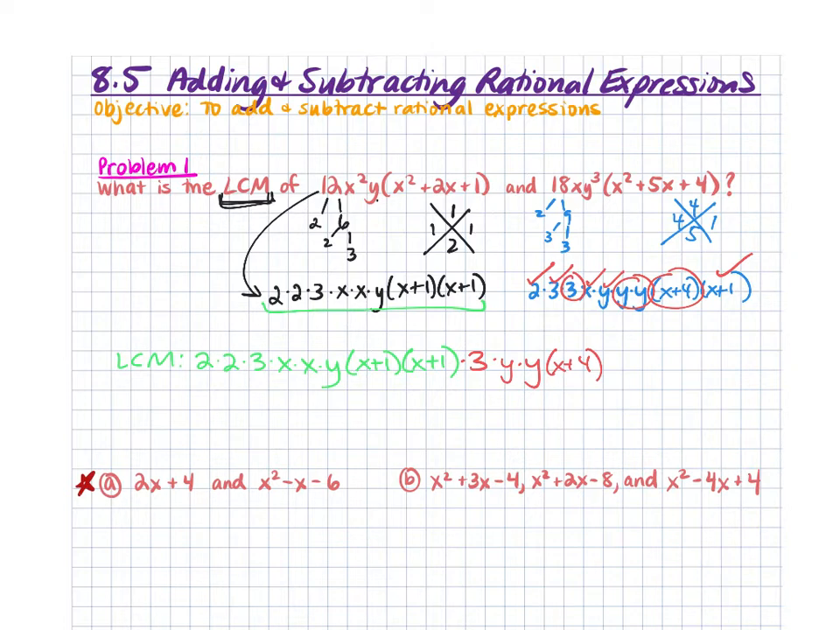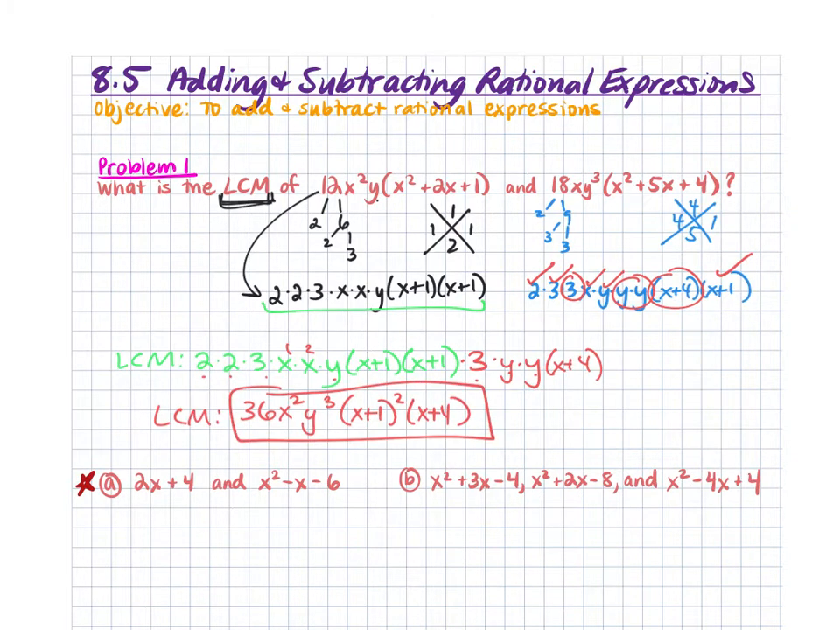So let's multiply these together. 2 times 2 times 3 times 3 is 9 times 4, which is 36. We have 1, 2 x's, x squared. We have 1, 2, 3 y's. We have 2 x plus 1's and an x plus 4. So that is our least common multiple. These are not going to be all that hard, right, when we're doing the adding and subtracting, but this is an extreme example of finding the least common multiple of two polynomials.